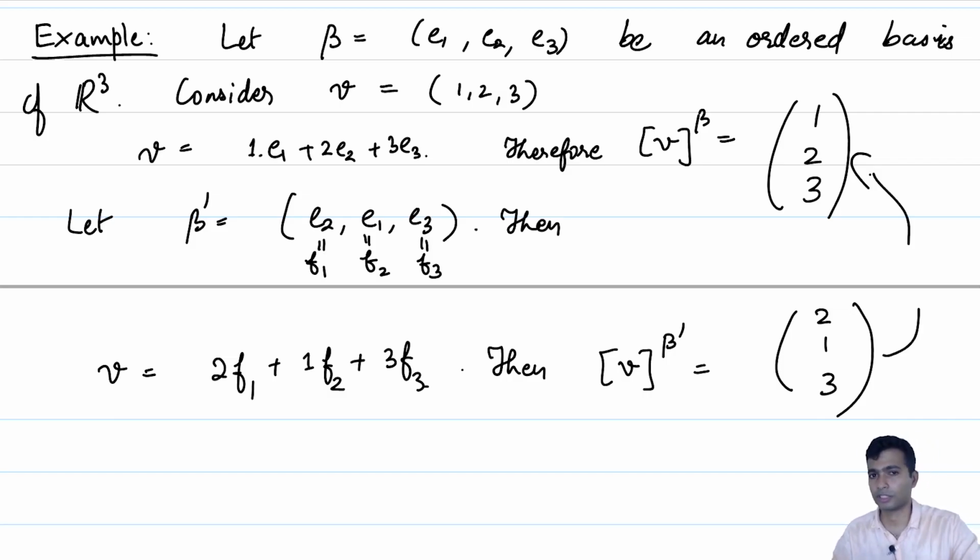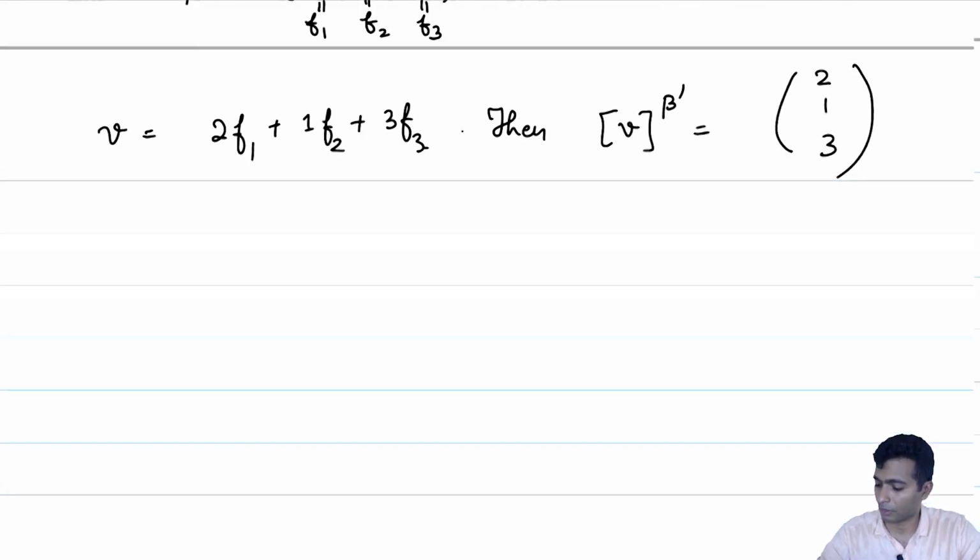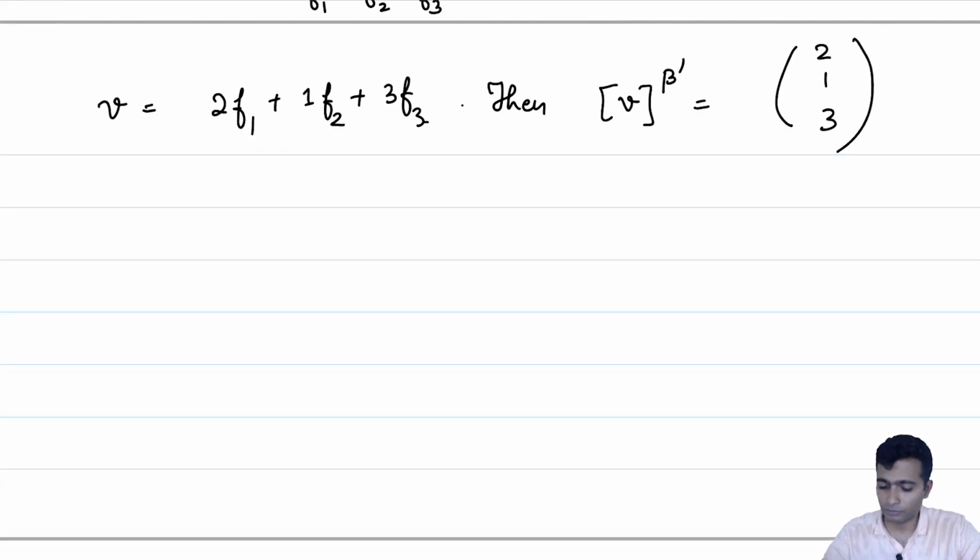So, the columns which represent our given vector with respect to the two coordinate bases have now changed, and that is the main reason why we are interested in the order. The order is not the only thing that might change. For example, what is the vector we started off with? It was 1, 2, 3.